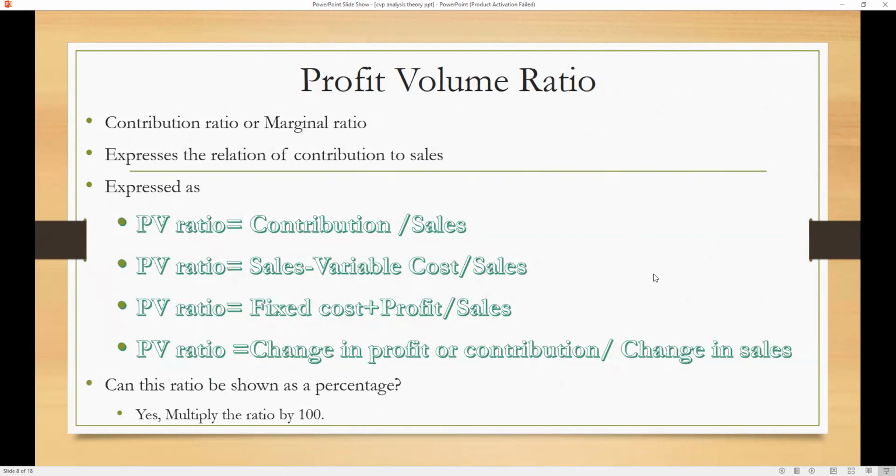Next, moving on to this ratio, it is always shown in percentage. You should always keep in mind that when you calculate the PV ratio, it is always expressed as a percentage. Either you multiply it by 100 or not, contribution divided by sales will be expressed in percentage.